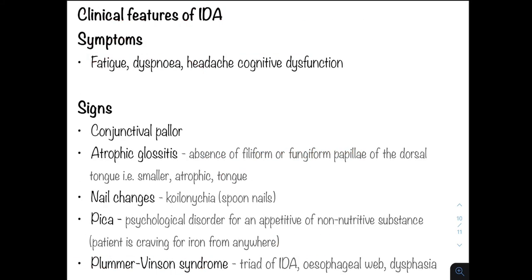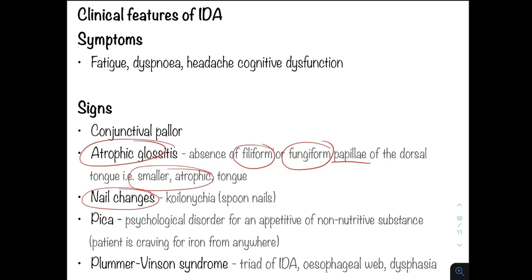We've spoken about the general features of anemia, but let us touch on the specific features of iron deficiency anemia. These include atrophic glossitis, which is the absence of the filiform or the fungiform papillae of the dorsal tongue. So the tongue looks smaller and atrophic. Patients can also present with nail changes, including koilonychia, which is spoon nails. Patients can, albeit rarely, present with pica, which is a psychological disorder where the patient has a craving or an appetite for non-nutritive substances, and this is because the body is craving for iron.